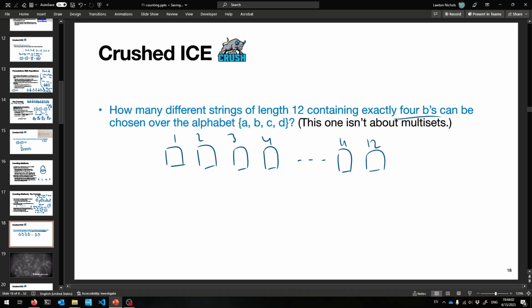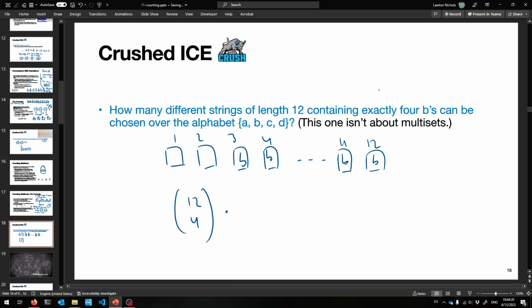So this is very similar to counting strings with duplicates. You've got to pick 4 spots to place the Bs. Maybe here, here, here, and here. How many ways are there to do that? It's like you've got 12 options. You've got to choose 4 indices to put the Bs in. And then the rest is fair game.